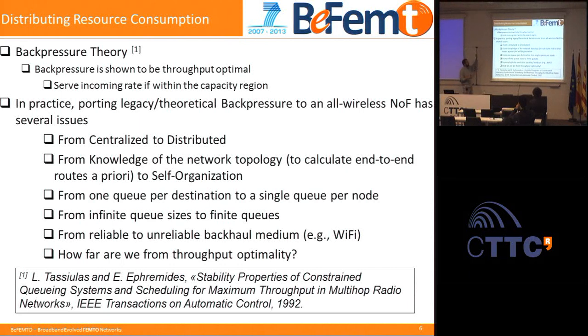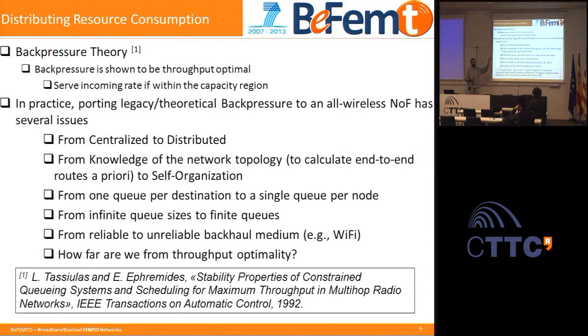So theory says that back pressure uses the resources best, and if you put flows that are inside this capacity region, these flows will go out of the network; they will be appropriately served. And it's optimal in that sense. So everything that goes in the network goes out of the network. But the problem is that it's a centralized scheme. It has some assumptions, as any theoretical work, and we wanted to move it to practice.